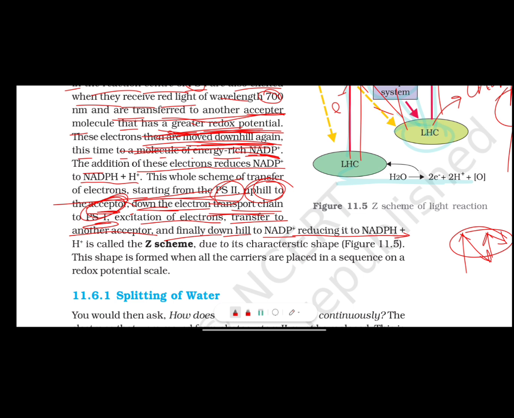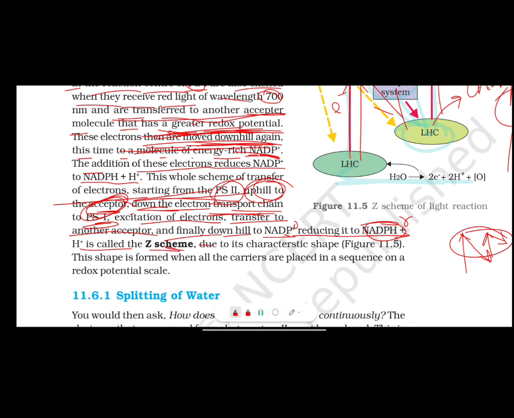Here we have to know which is the reduced form and which is the oxidized form. NADPH plus H plus is the reduced form, and NADP plus is the oxidized form, and this is the reduced form.